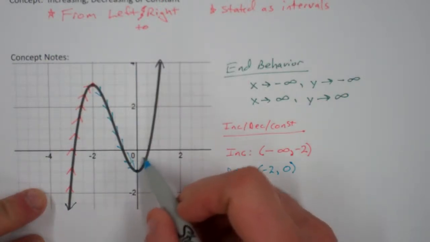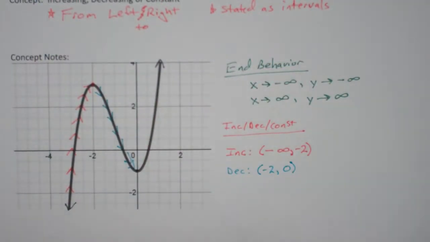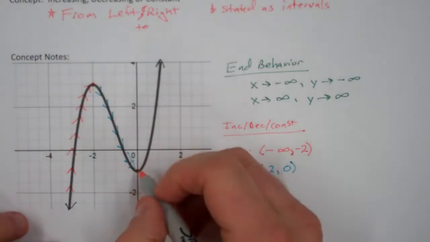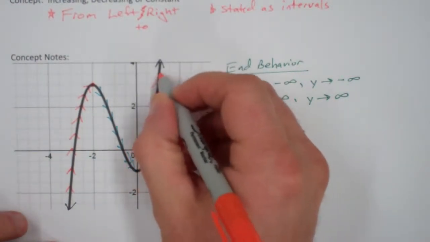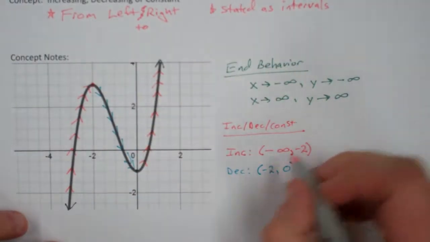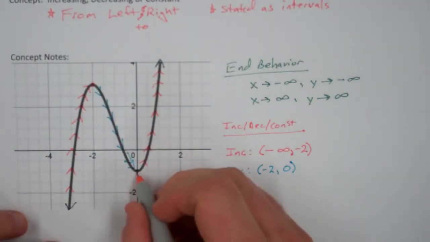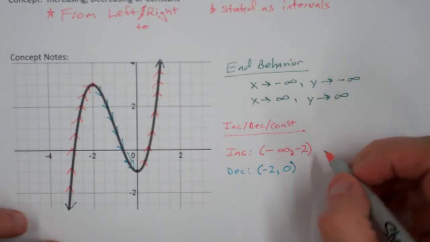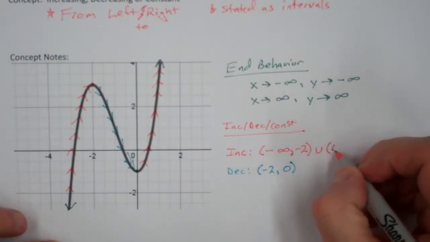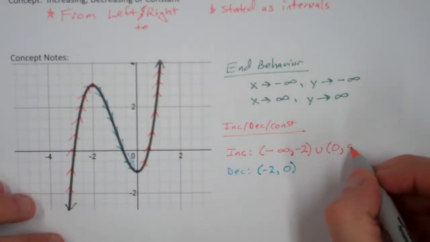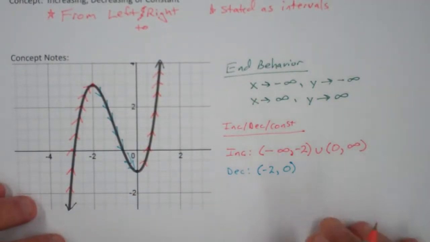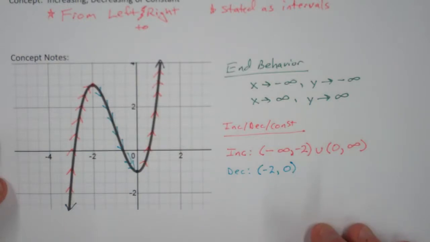The next one here is going to be increasing again, so I'll switch colors back to the orange, and we're going to be going up this side, and we're going to go up until infinity. So if the graph is also increasing from 0, we'll do a union, and we'll go from 0 all the way to infinity. And that's really about it. There's really nothing more to this stuff.